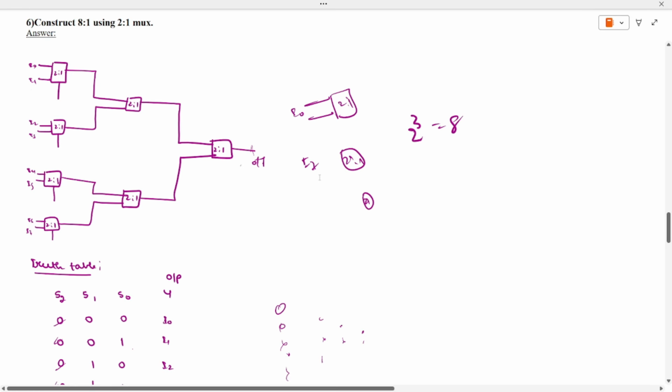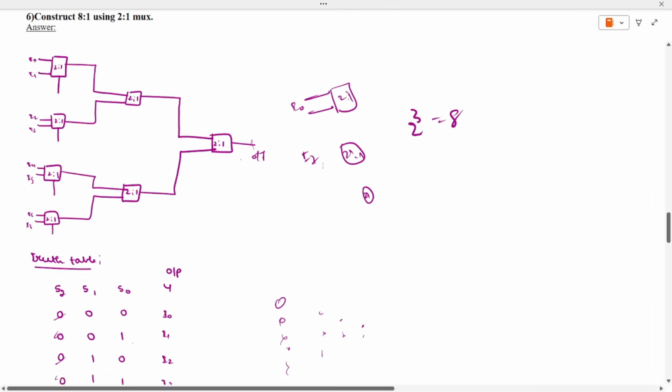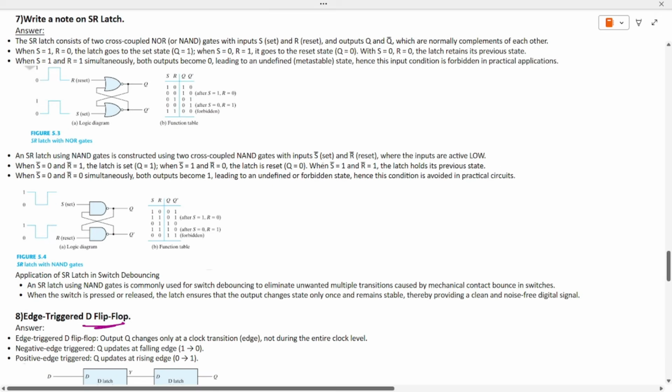You can elaborate it a bit so that you get good theory concepts to write in the exam. Next is the SR latch example.